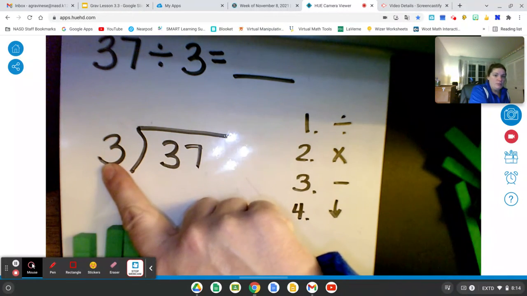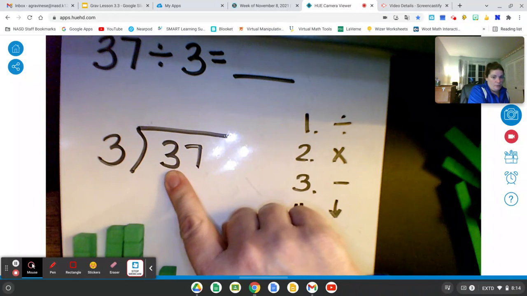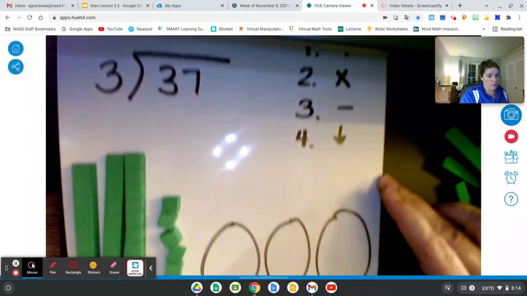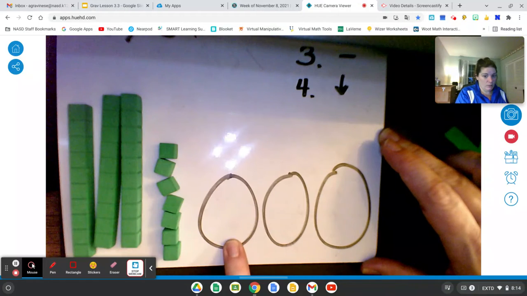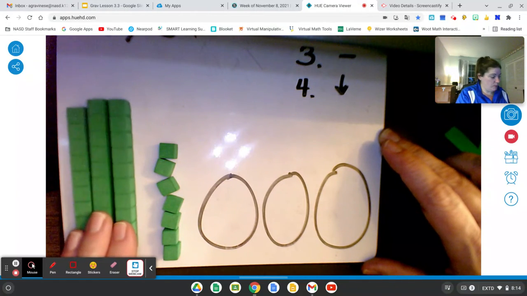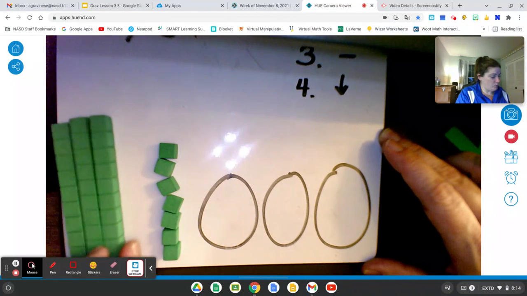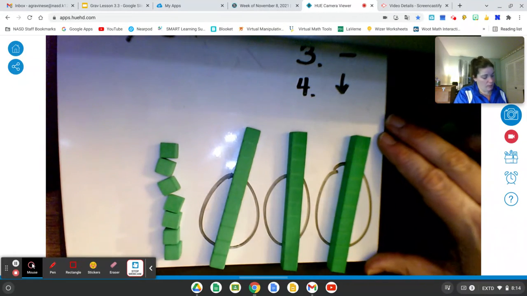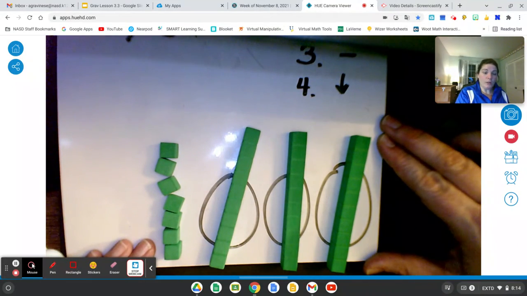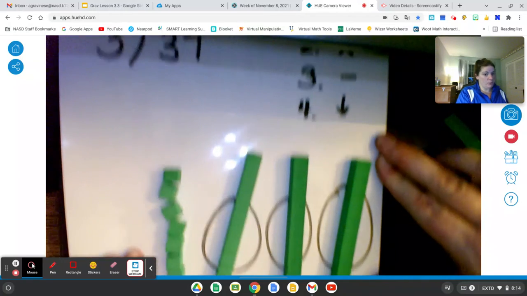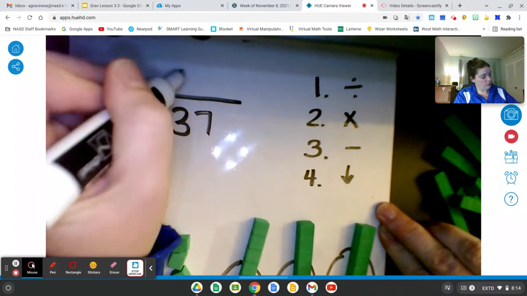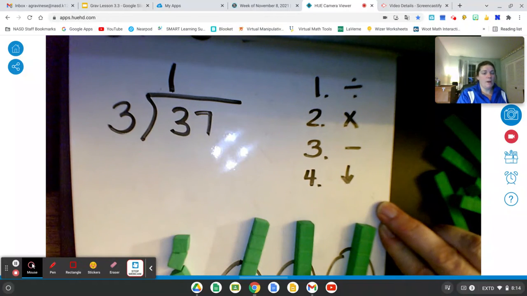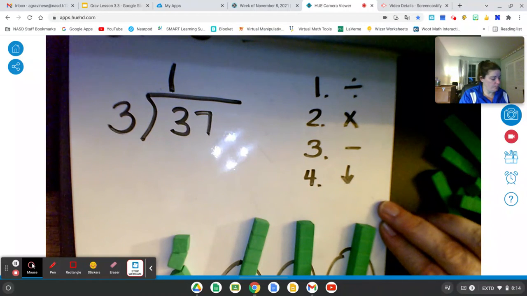How many 3s can we take out of 3? In other words, what's 3 divided by 3? All right, so let's see. I can do that. I can do 1 in each bin because 3 divided by 3 equals 1. So I put my 1 up top. That's part of my answer.